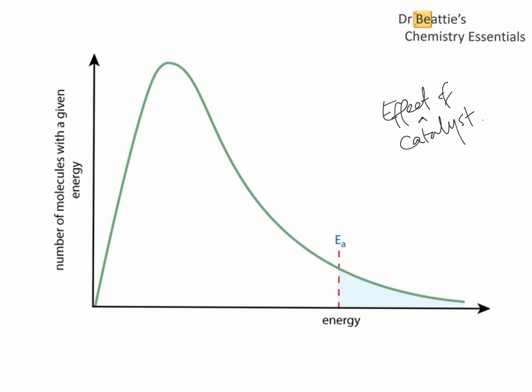The next scenario we're going to look at is the effect of adding a catalyst on the distribution of molecules. So again, imagine this is our curve, our distribution with no catalyst. So I want you to pause the video here and have a go at drawing the distribution if you were to add a catalyst to this system.